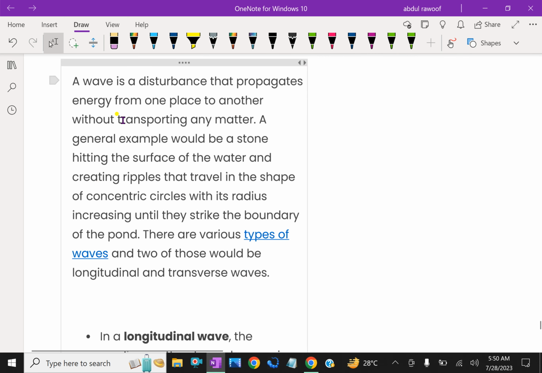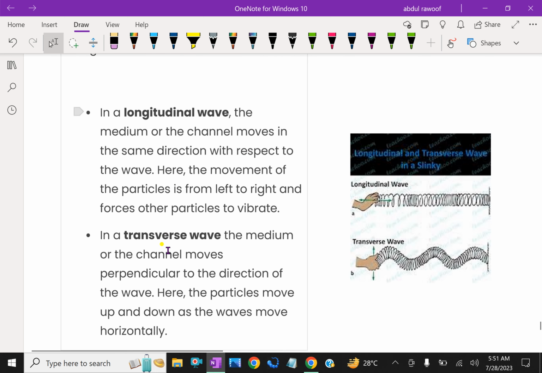A wave is a disturbance that propagates energy from one place to another without transporting any matter. A general example would be a stone hitting the surface of water and creating ripples that travel in the shape of concentric circles, with their radius increasing until they strike the boundary of the pond. There are various types of waves, and two of those are longitudinal and transverse waves. Now we'll discuss the difference between longitudinal waves and transverse waves.